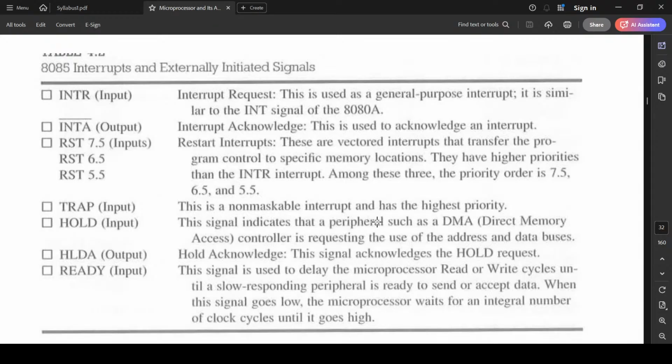Third one is RST 7.5, RST 6.5, RST 5.5, guys. And RST just means restart interrupts. So this is a type of interrupt like when you're solving the math problem and your notebook catches fire, and you have to restart the whole homework because your teacher won't believe that your notebook caught fire. So this is the restart interrupt. These are vector interrupts that transfer the program control to a specific memory location. Okay, they have higher priorities than the regular interrupt.